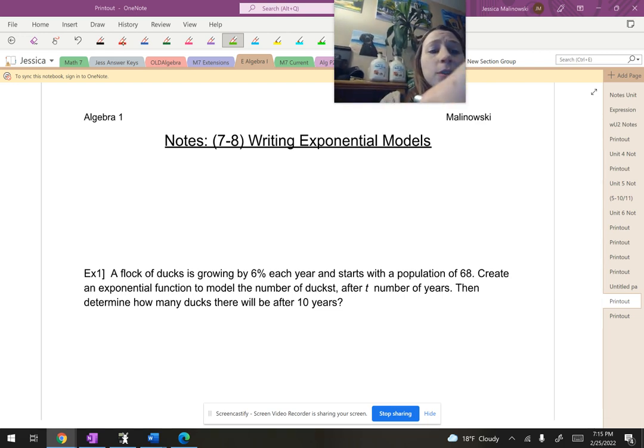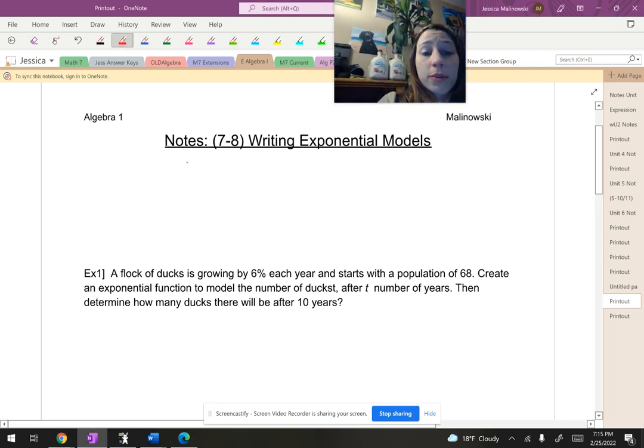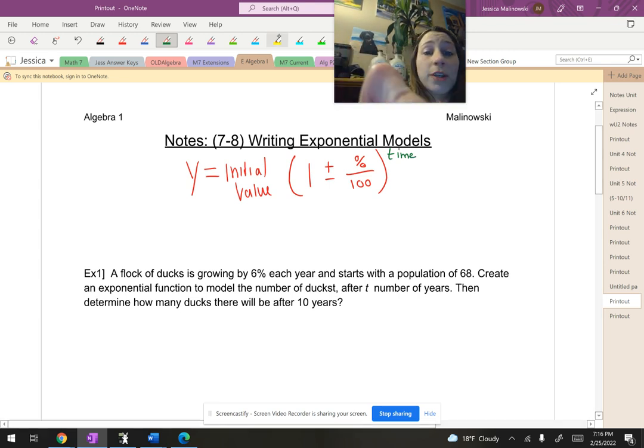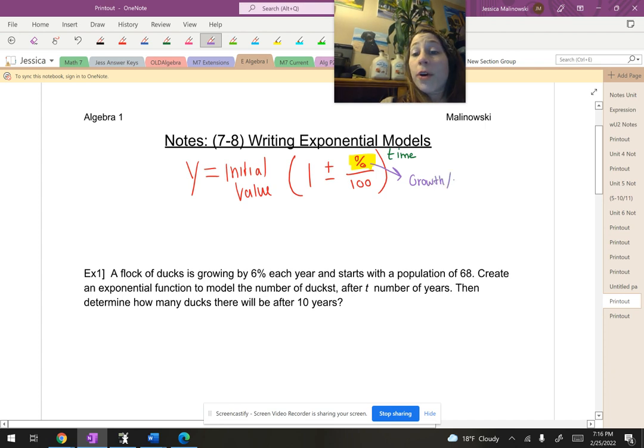So we are still going to be using that notorious formula from previous: y equals your initial value times 1 plus or minus, depending if it is a situation involving growth or decay, your percentage divided by 100, because that's what we do to percents to convert them into decimals, raised to the exponent of t, which stands for time, whatever that given situation is. So that percentage representing your growth or your decay.